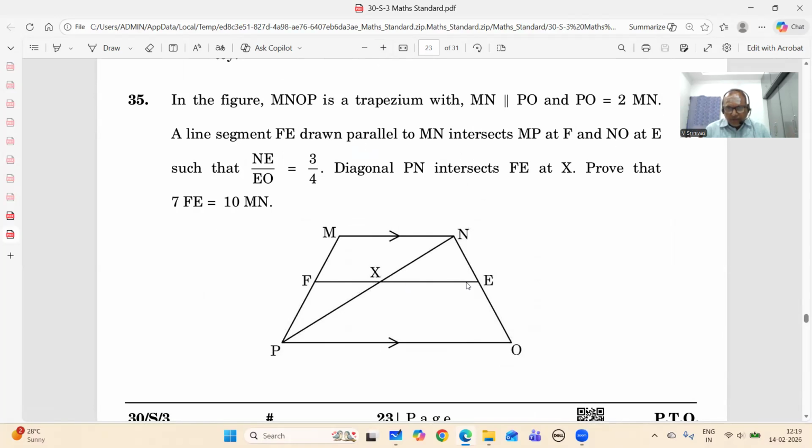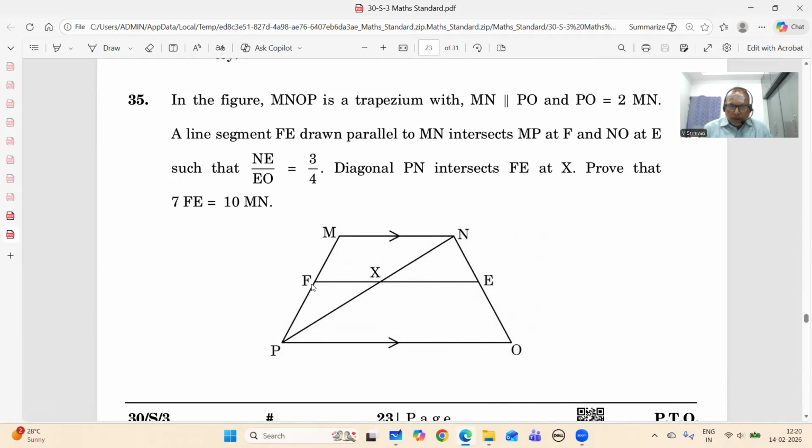Right? This EF is parallel to MN, and it intersects this side at F and this side at E. And the ratio of NE and EO is 3 by 4. Diagonal PN intersects FE at X. And we have to show that 7FE is 10 times MN. This FE is 10 by 7 of MN.